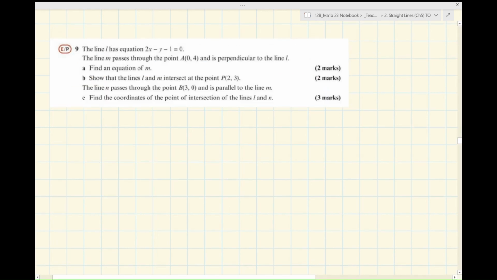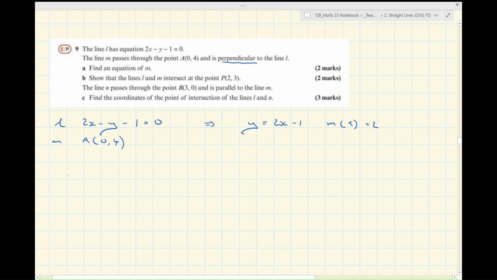Question 9. I have the line L, which has the equation 2x minus y minus 1 equals 0. And I have the line M, which passes through the point A, 0, 4, and is perpendicular to the line L. Well, the line L has an equation, if I take y onto the other side, y equals 2x minus 1. So it has a gradient of 2.